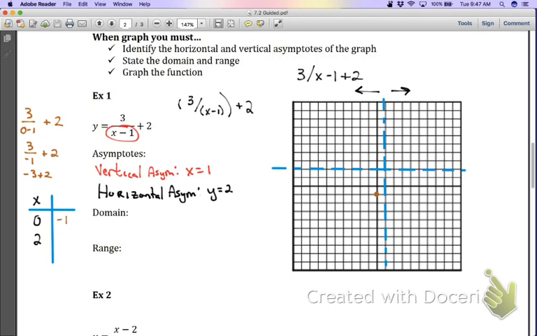I'm going to do the same thing again, but now for the 2. So I'm going to go 3 over 2 minus 1 plus 2. So I have 3 divided by 1 plus 2. So what's my point at 2? 2, 5. So then I'm going to put a point over 2 and up to 5. That tells me where everything is. I have a graph in the top right, I have a graph in the top left. So that just means it's going to look something like this here.